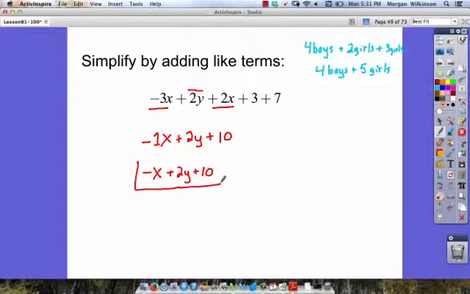We've fully simplified. We can't add any more terms because none of them are like terms. This one has an x. This one has a y. That would be like comparing boys and girls. You just can't add them together unless they're the same label. The 10, well, that's neither of them, so it would have to stay by itself. Let's look at another example.